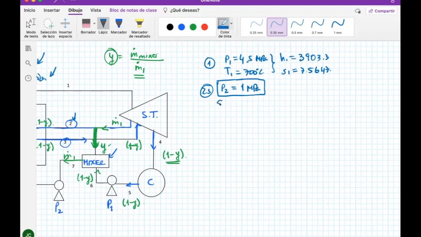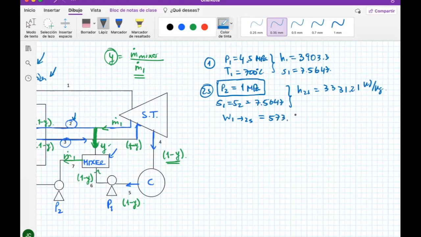Now, also, I need to know that S1 and S2 need to be the same, otherwise it's not isentropic, so 7.5647. And with these two pieces of information, you can go into a calculator and get right away that H2S equals 331.21. Okay, so that's kind of the idea, kilojoules per kilogram. And you know the drill, you can do your isentropic work for this part, and this will get you 573.009. I'm not going to put these units, just not to waste time.